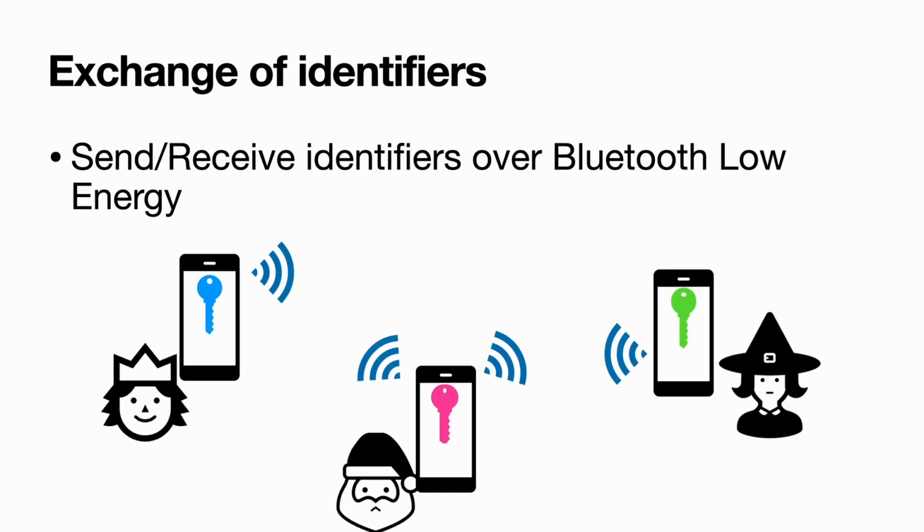Exposure Notification Framework uses Bluetooth Low Energy to send and receive identifiers to each other. The framework installed on each smartphone sends its own identifier to the smartphone of others, as shown in this slide. The smartphone stores the identifier received from the other's smartphone.